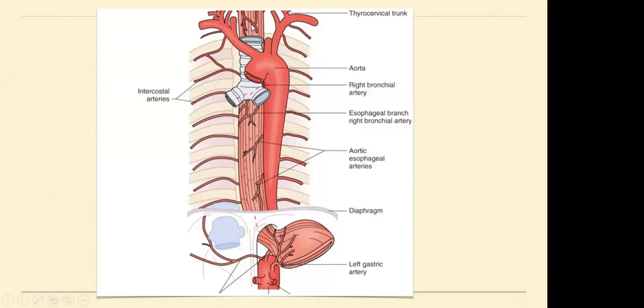This is the upper third. It's supplied by branches of the inferior thyroid. And then the middle third is supplied by esophageal branches from the aorta. And then the lower third is supplied by the left gastric artery.